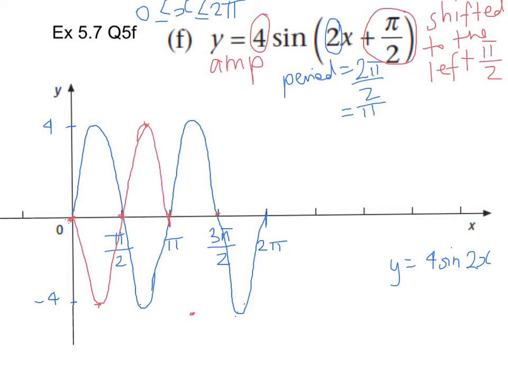Oops. Maybe do these in pencil. What do you think I'm going to go from here? That's right, it's cyclical, so we're going to just keep going. And now we've continued that graph between 0 and 2 pi. So the red graph is y equals 4 sine of 2x plus pi on 2.